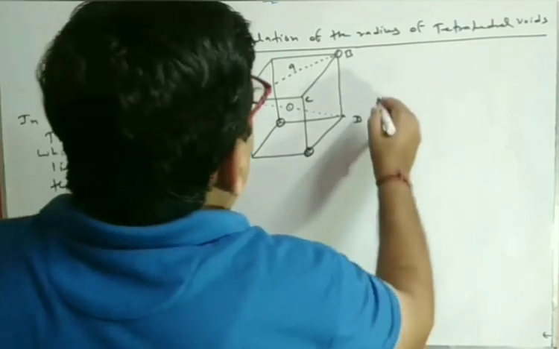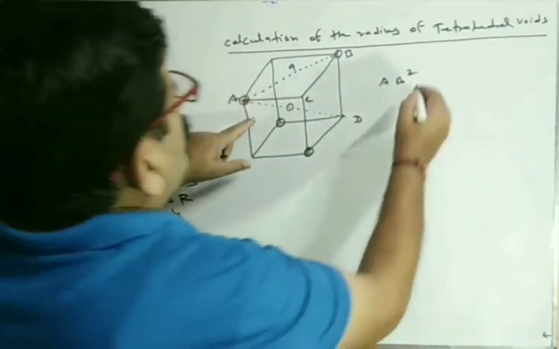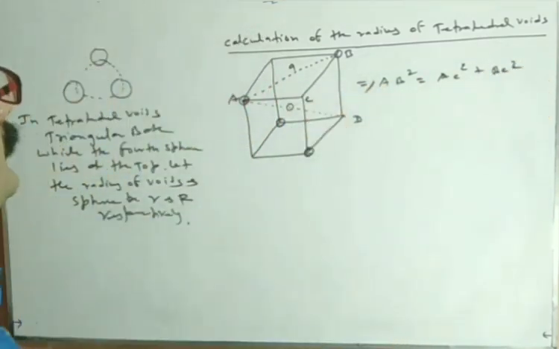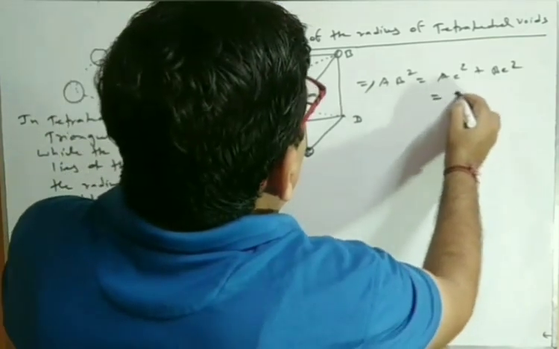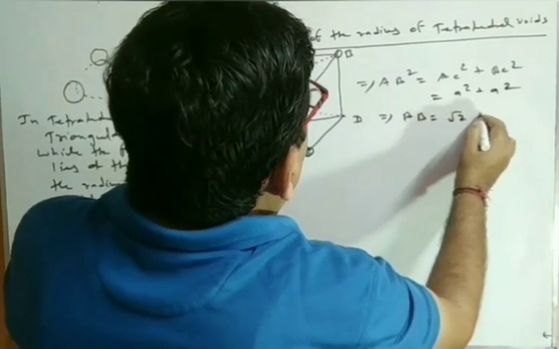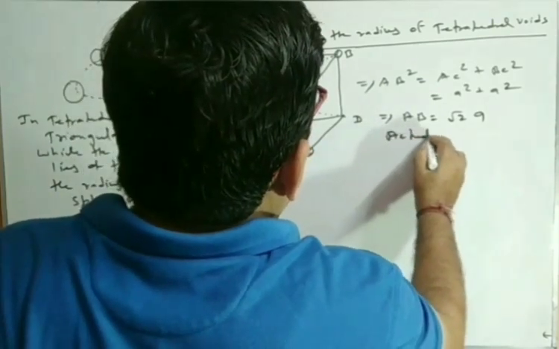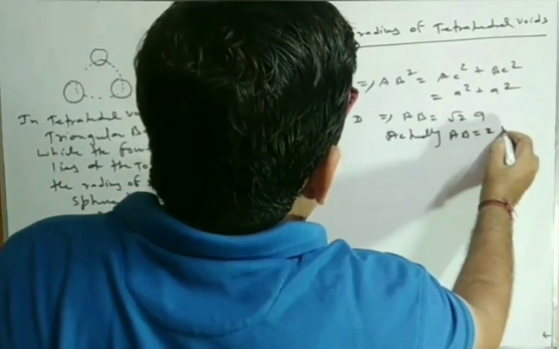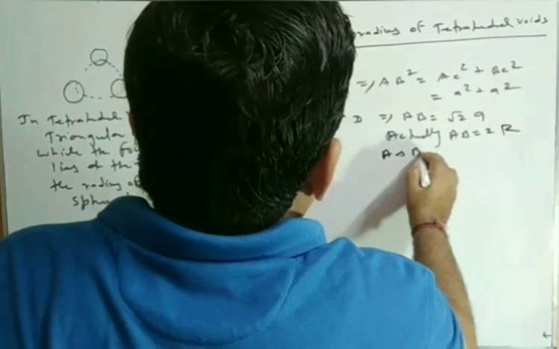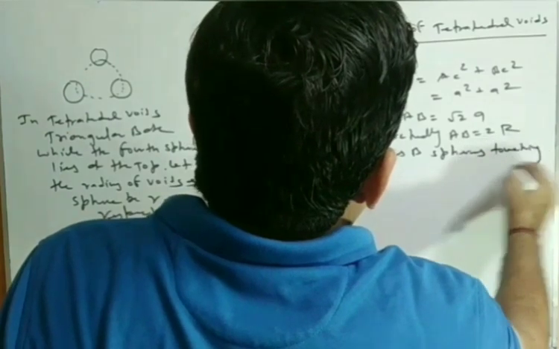According to Pythagoras theorem, we can write AB square is equal to AC square plus BC square. AC is equal to what? A square plus A square. Therefore, AB is equal to what? Root 2. Actually, AB is equal to 2R, as A and B spheres are touching each other.